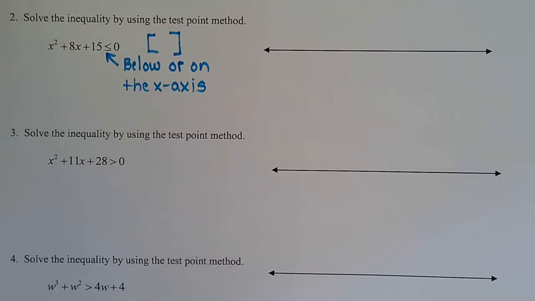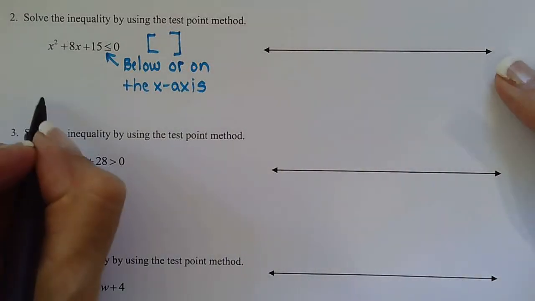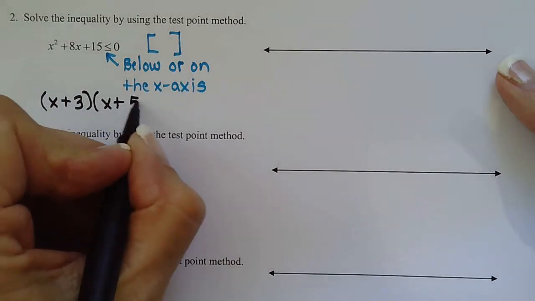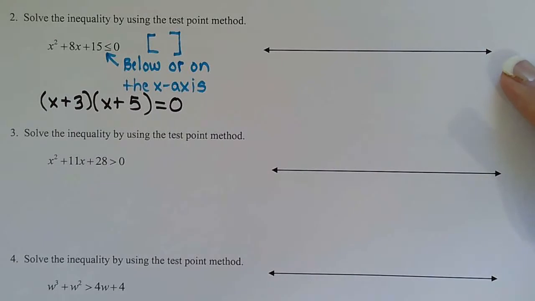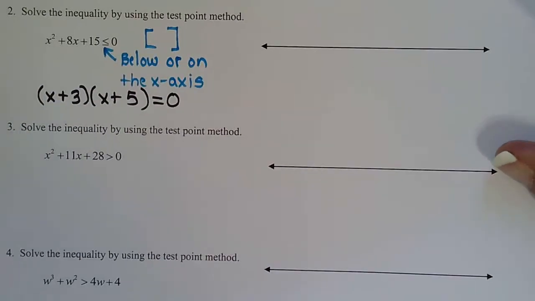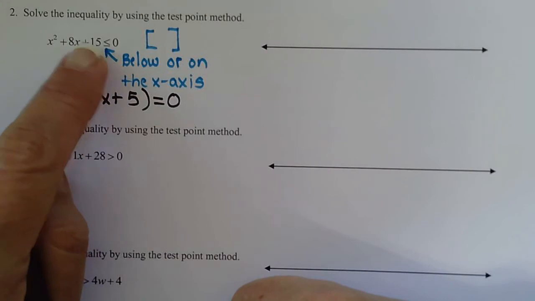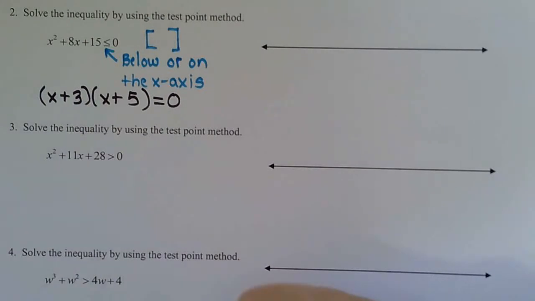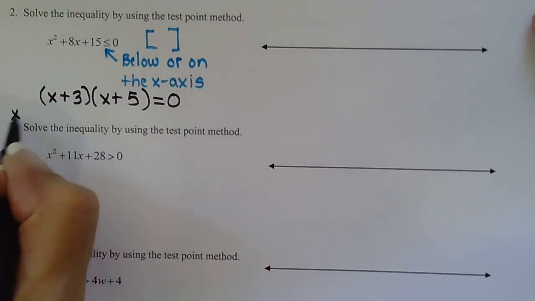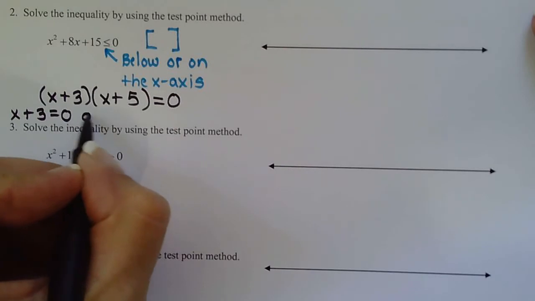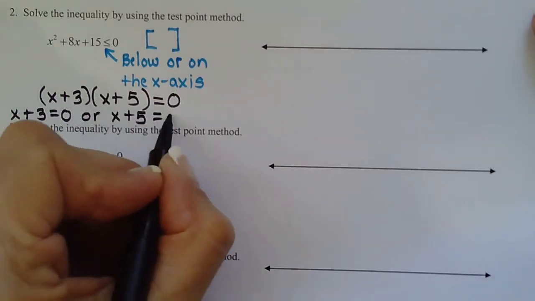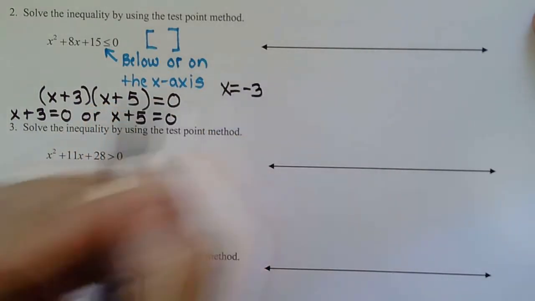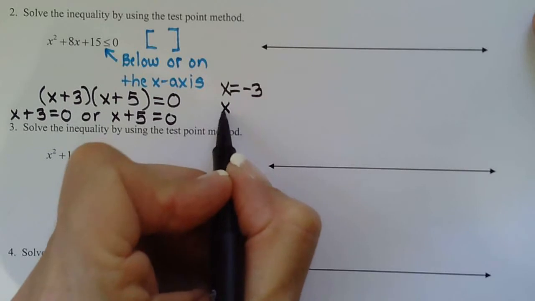Okay, so step number 1 was x plus 3, x plus 5, and we solve it to find the test points, the boundary points. So factors of 15 that add to 8 are 5 and 3, all signs positive. So then we say x plus 3 equals 0 or x plus 5 equals 0. So my two solutions are going to be subtract 3, x equals -3, and subtract 5, x equals -5.